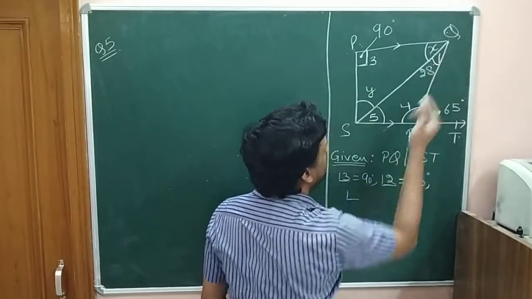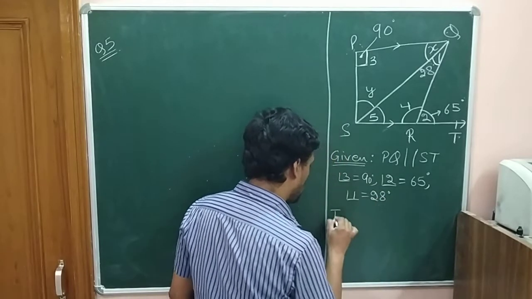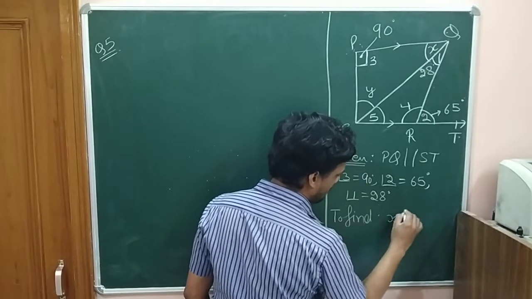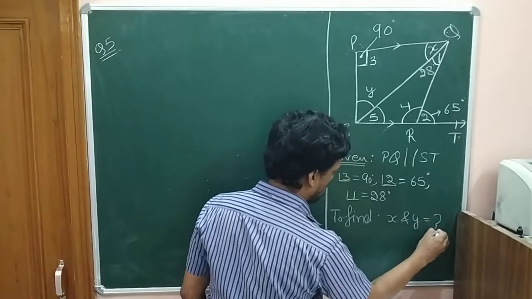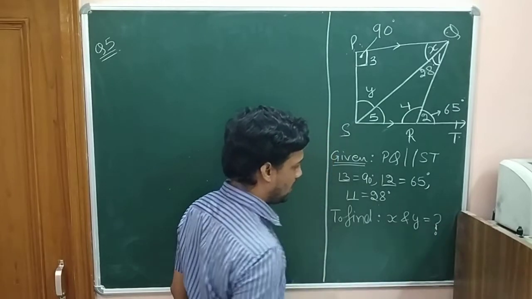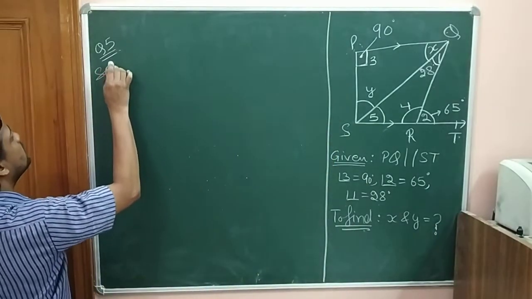Let it be angle number 1. Angle 1 equals 28 degree. To find x and y, you have to find the angles x and y. Solution.